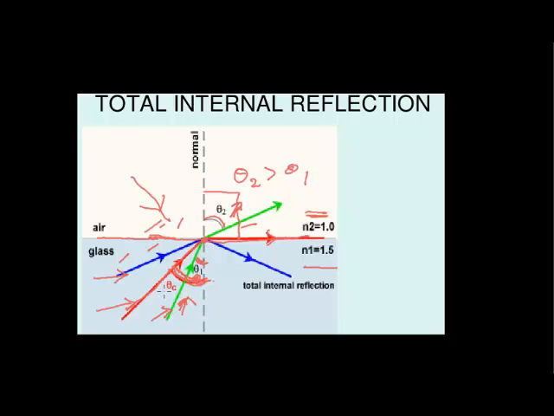Now, if we further increase the angle of incidence beyond the critical angle, or we can say if the angle of incidence is greater than the critical angle, which is the case of the blue ray, then what will happen? After striking the point of incidence, the light ray will come back into the same medium, and this phenomenon is known as total internal reflection.